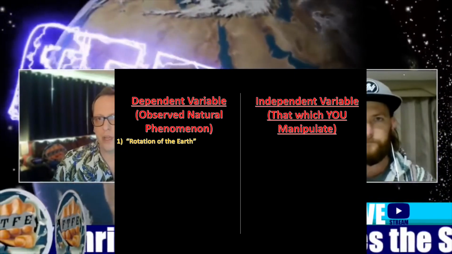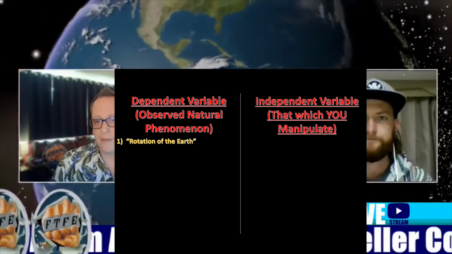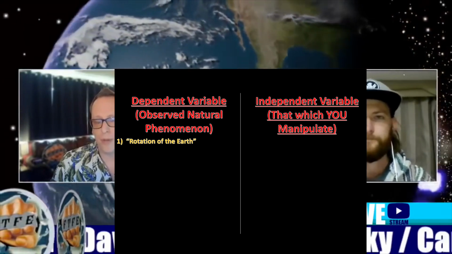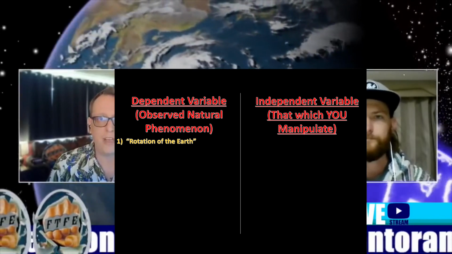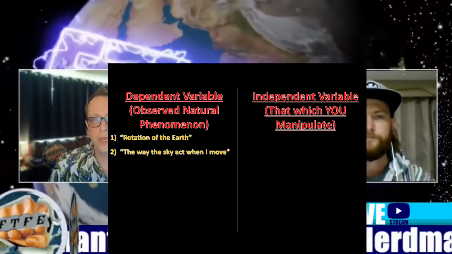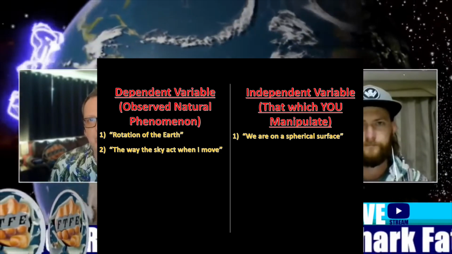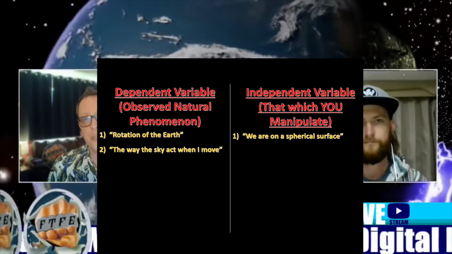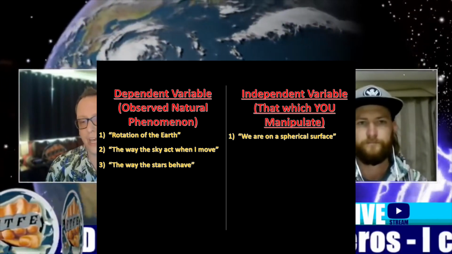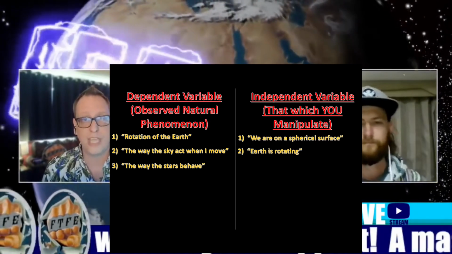So you want me to, for instance, apply the rotation of the Earth along the scientific method steps? Sure. For me, my natural observations would have been the sky that I saw when I was in the Royal Navy, looking at the way the sky acts as I move away from the North Pole towards the equator. For me, that suggested that we would be on a spherical surface. So my observation was the way that the stars behave in the sky, and my hypothesis from that would have been that the Earth is in fact rotating.